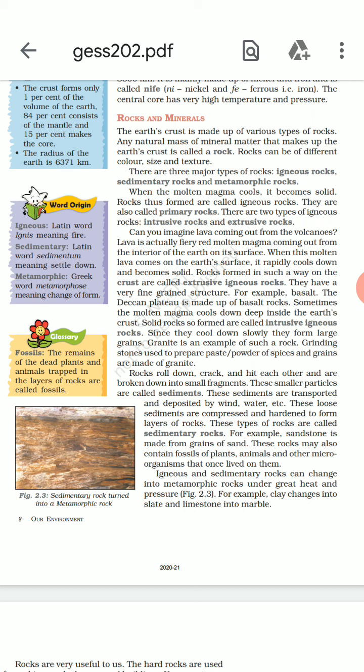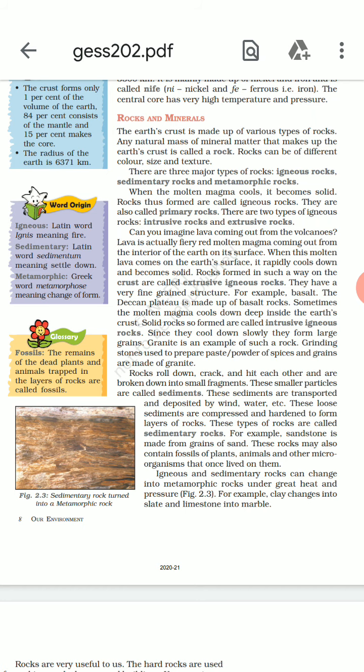What is meant by sedimentary rocks? The small particles or pieces of rocks flow out with the wind and water, and that we call sedimentary rocks. For example, sandstone is made up of grains of sand. These rocks may also contain fossils of plants, animals, and other microorganisms that once lived on them. Igneous and sedimentary rocks can change into metamorphic rock under great heat and pressure. For example, clay changes into slate and limestone into marble.